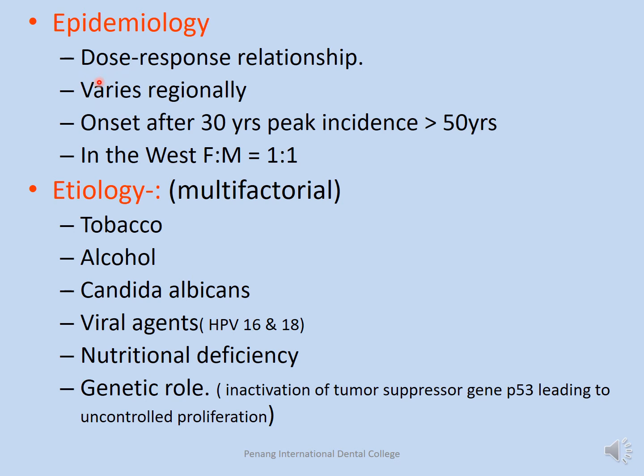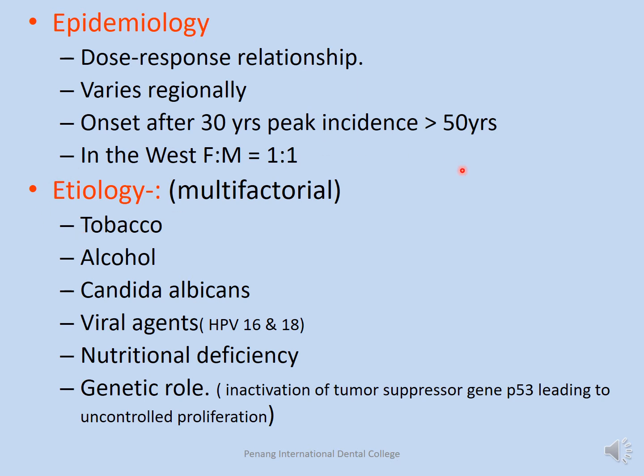The demographics vary regionally. That means based on the habit of the patient in various parts of the world. There are different areas in the oral cavity that present with leukoplakia. Onset is usually after age 30 and the peak incidence is after 50 years. In the West, there's a female to male ratio of 1:1. In the East, there is a higher male predominance as compared to females.